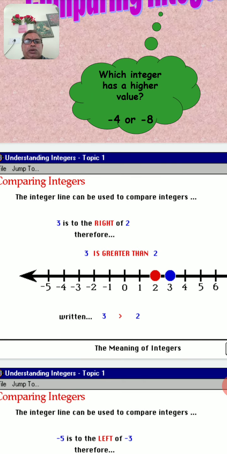3 is greater or 2 is greater? So 3 is greater than 2. 2 is greater than 1. 1 is greater than 0. 0 is greater than minus 1. Minus 1 is greater than minus 2. Minus 2 is greater than minus 3. Like this you can understand.